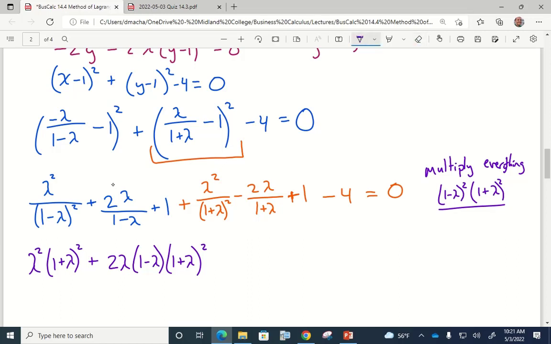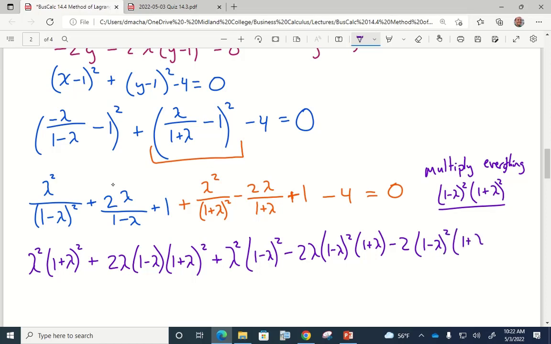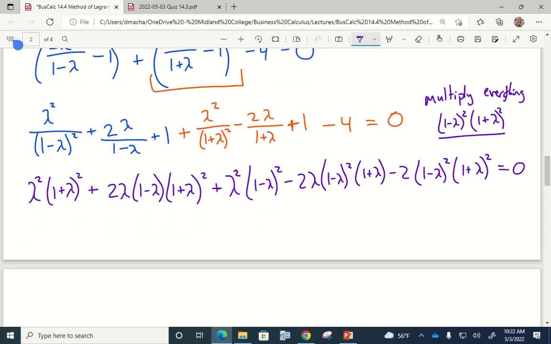Maybe I'll save that for the end. And I have plus lambda squared times 1 minus lambda squared. And the 1 plus lambda squared will cancel with the denominator of that term. Minus 2 lambda, and then I'll have 1 minus lambda squared times 1 plus lambda, and the other 1 plus lambda cancels with the denominator. And now coming back to that constant, I have minus 2, because 1 plus 1 minus 4 gives me negative 2, negative 2 times 1 minus lambda squared, 1 plus lambda squared. Yikes. All of that equals 0.